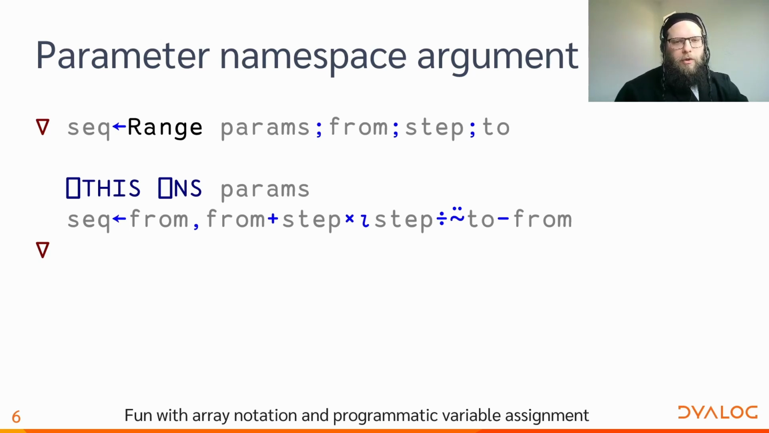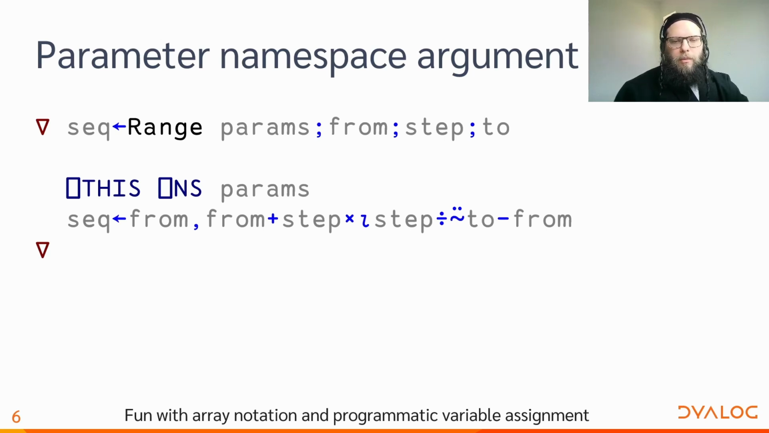So this takes all the variables that are inside the params namespace that we're feeding to range and merges them into the current namespace. And hopefully there will only ever be the names from and step and to, and those are the ones that we have localized as well, so they don't leak out of this function. Of course, if the user specifies any other names, they will also get merged into this namespace and they will leak out.